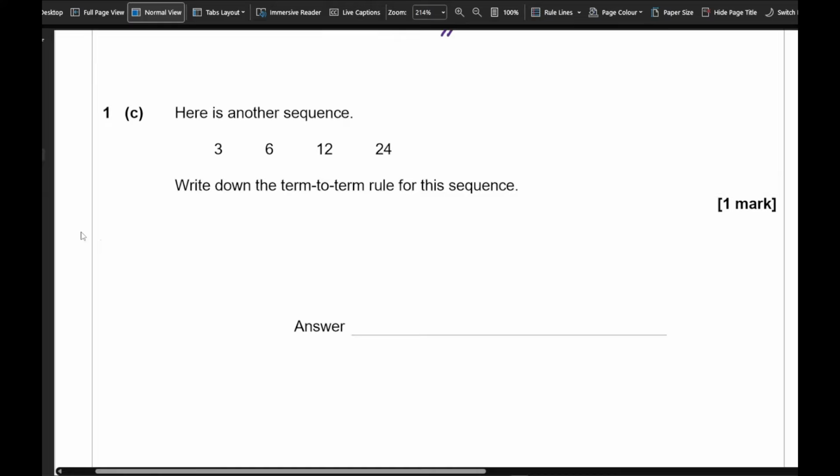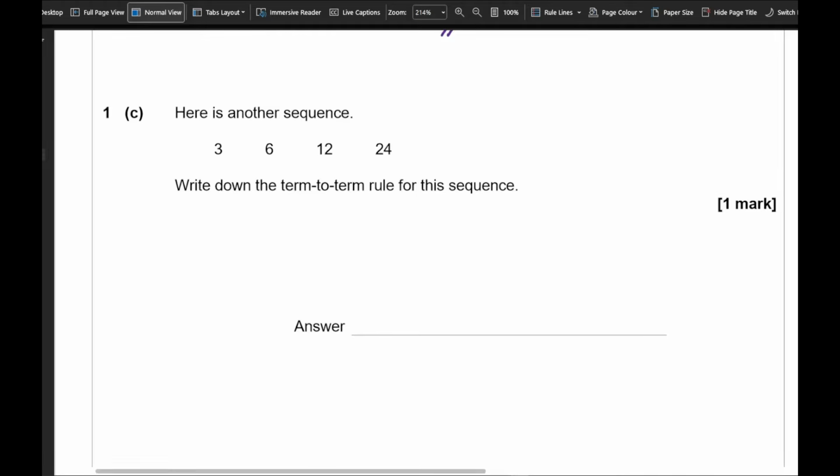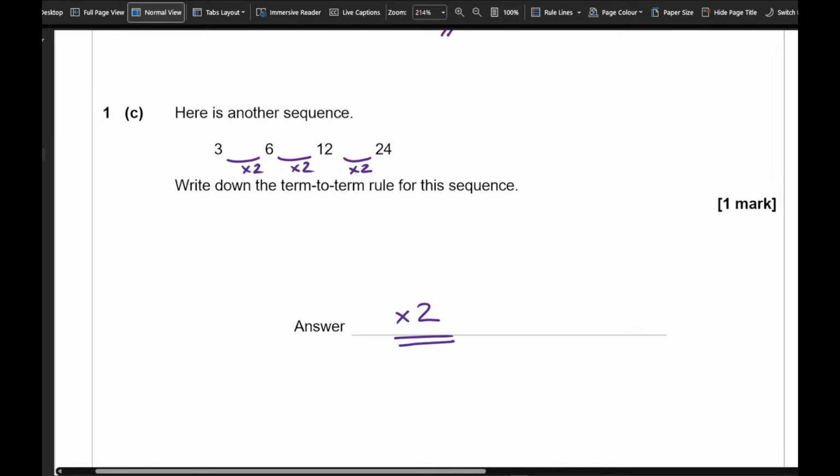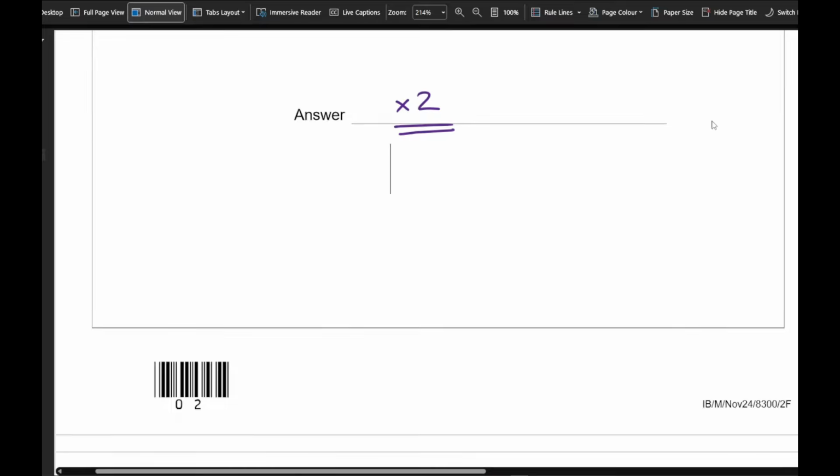Then for C, it says here is another sequence and it's asking us to write down the term to term rule. So for this, hopefully you can spot that to get from one term to the next, we need to multiply by 2. So in the answer box, I just need to write times 2 or multiply by 2.